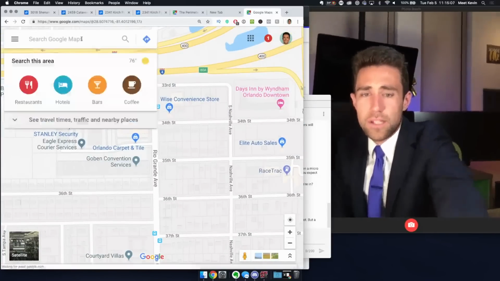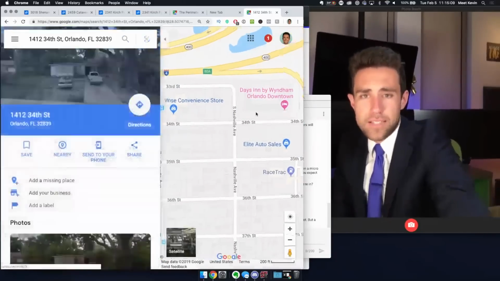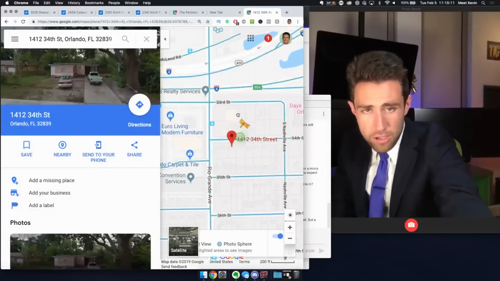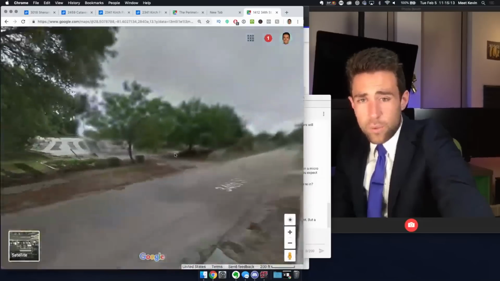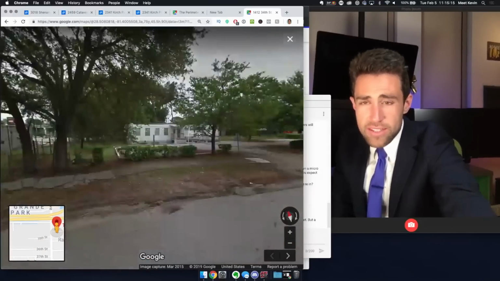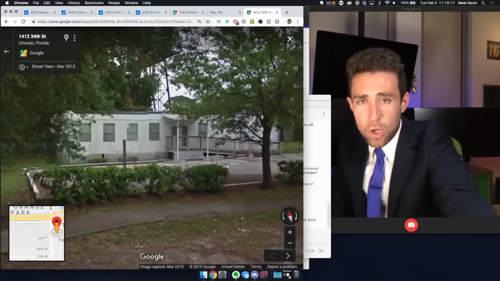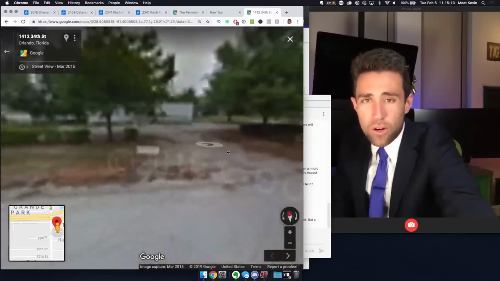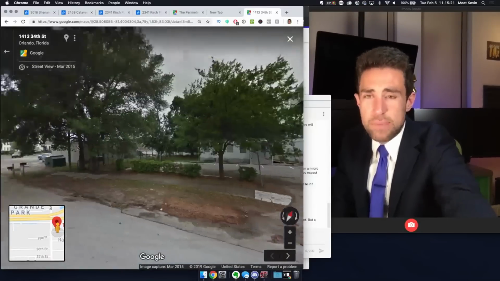So let's look at it in detail here. Smaller deal. We are on this street. This guy's got a mobile home right here next to some kind of tower. Not the best. Okay, that's a billboard tower.